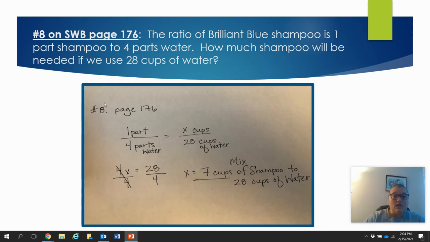So now that we have it set up, 1 to 4 and x over 28, now we can just cross multiply and divide. So we have 4x here, and then we multiply the 1 times the 28 equals 28. Now we need to get x by itself, so we divide by 4 here. If we do it on this side, we need to do it on this side. So 28 divided by 4 equals 7 cups. So we mix 7 cups of the Brilliant Blue shampoo to 28 cups of water. Mix that up, and now you can use it on the dogs.